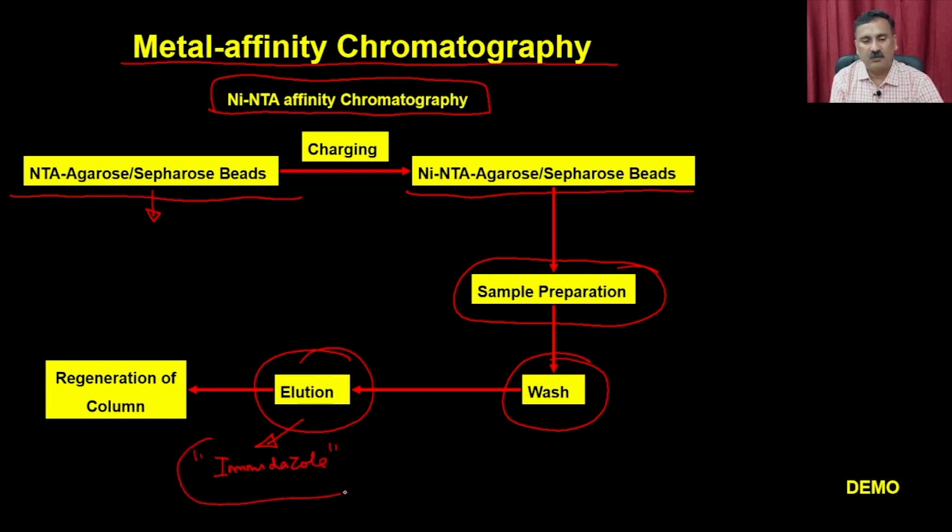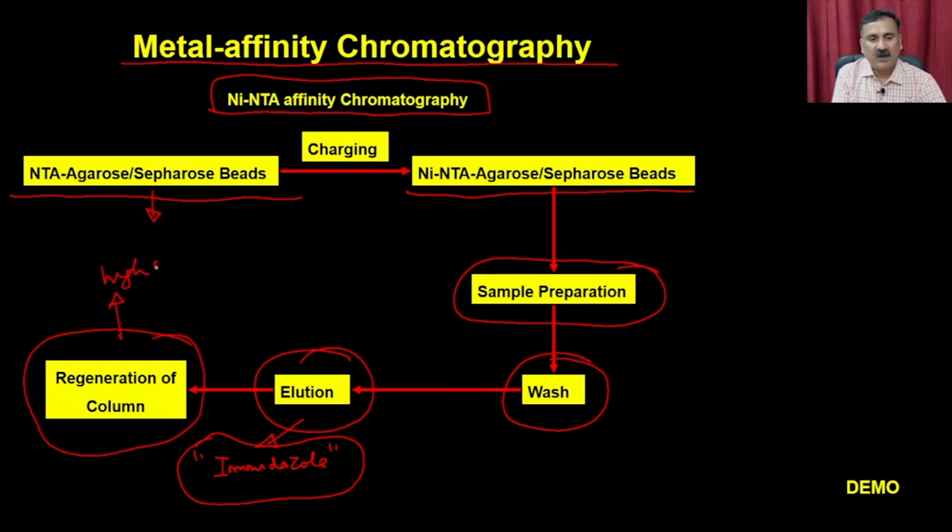When you use imidazole, different concentrations of the imidazole are going to compete with the histidine which is bound to the nickel, and that's how it helps you to elute the column. Once you've done that, you can regenerate the column by washing it with a high salt concentration, and that's how the same column can be reused again and again.